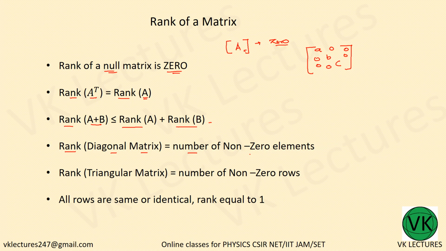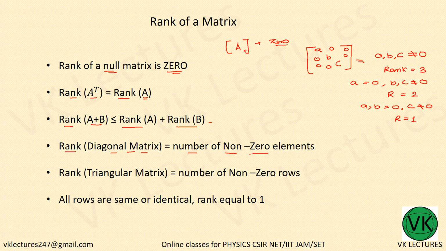For example, if A, B, C are not equal to 0, then rank equals 3. Now if A equals 0 and B, C not equal to 0, then rank equals 2. If A, B equal 0 and C not equal to 0, then rank equals 1. This is for the diagonal matrix. For a diagonal matrix, you just have to count the number of non-zero elements.